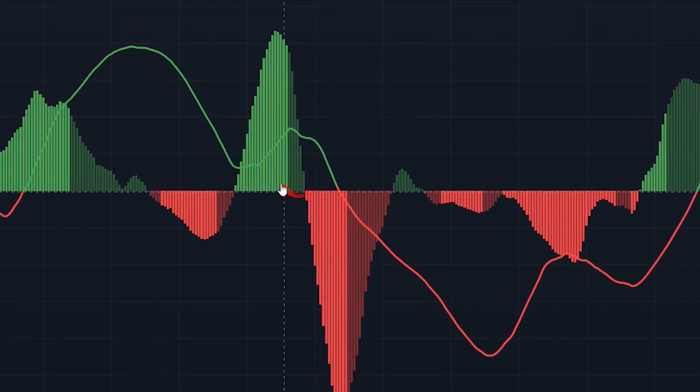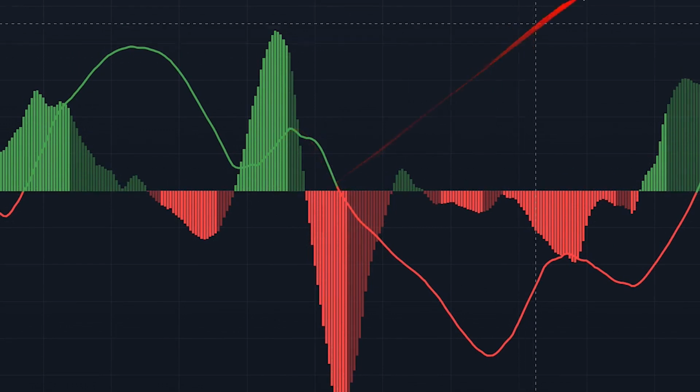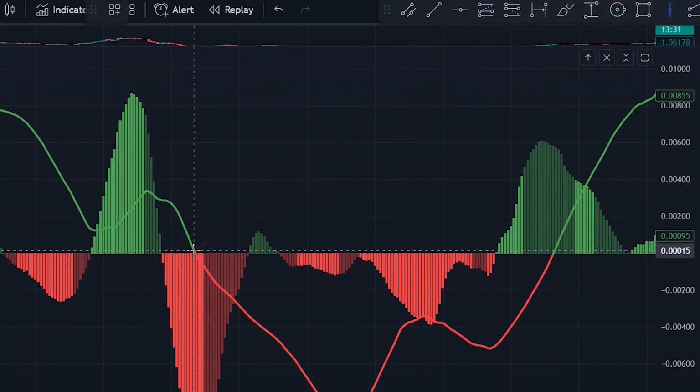For sell trades, wait for the columns to change from green to red and the signal line to also change from green to red. When this happens, you can place a sell order.